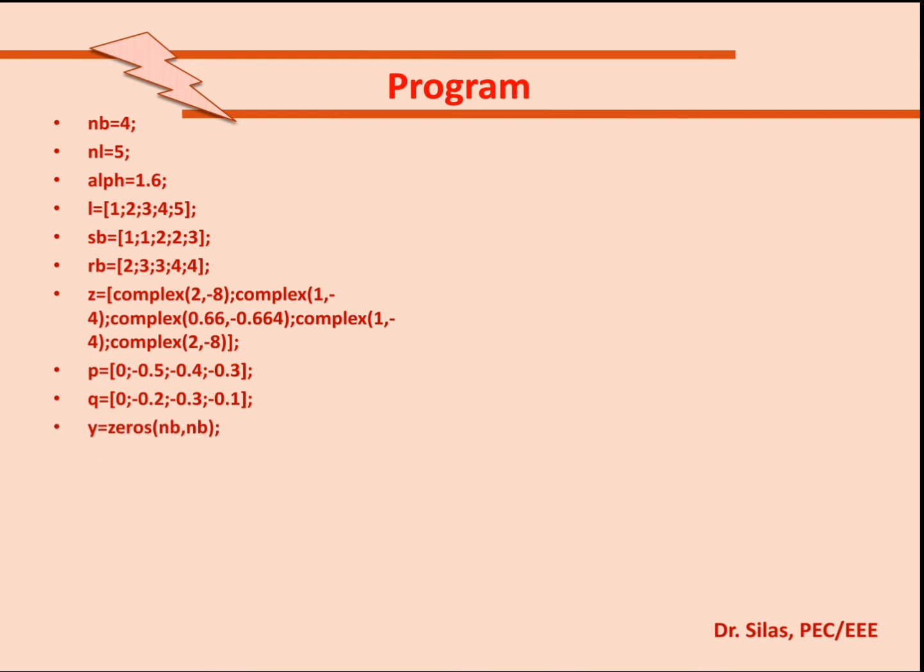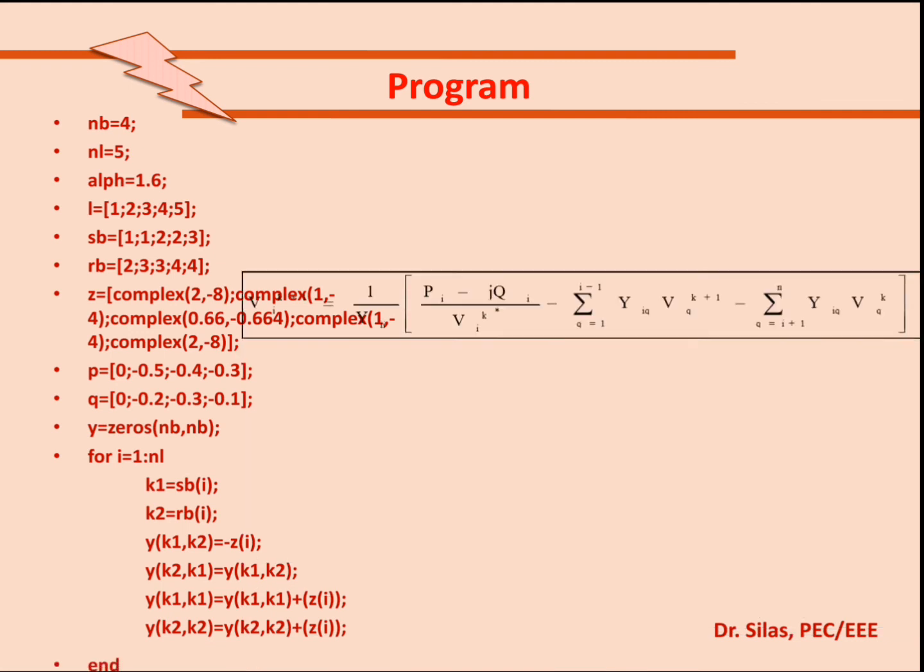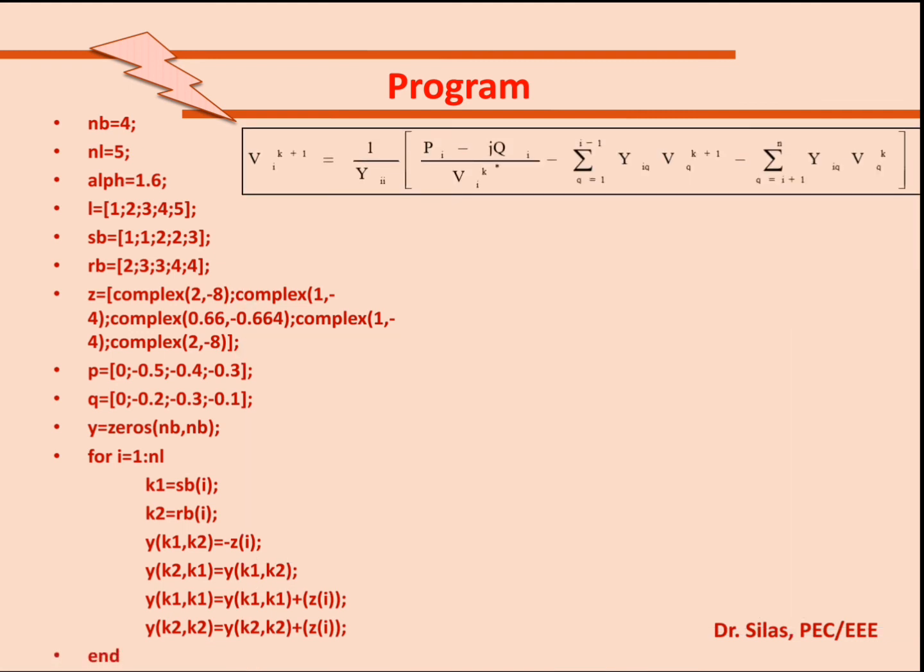Now in order to form the admittance matrix, initially I am forming a dummy matrix of the size NB by NB with all the elements as 0. Here the same procedure as we did for the formation of the admittance matrix is followed. Then after forming the admittance matrix, we have to determine the voltage, for which we have to consider the voltage equation. Now this is the voltage equation we have.